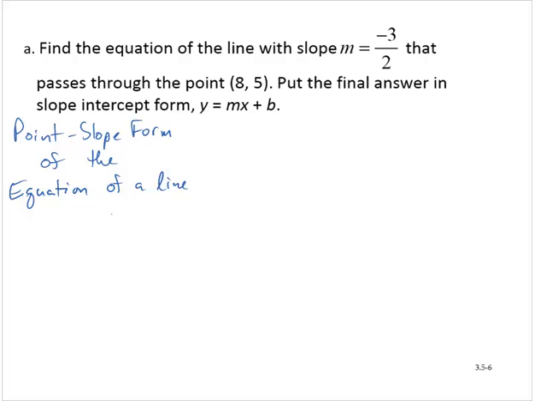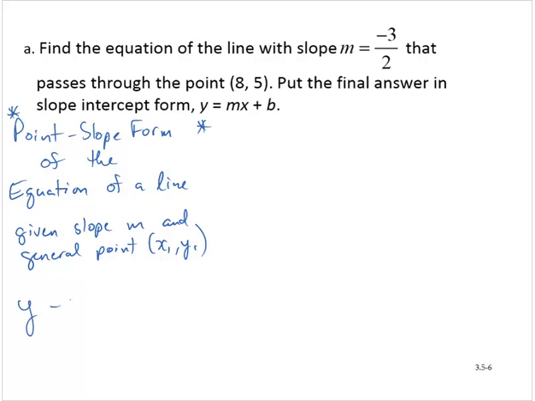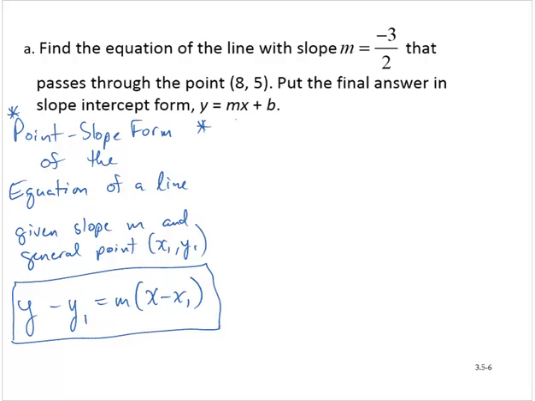So to use that, if we are given slope m and a general point, usually denoted (x1, y1), we can write y minus y1 is equal to m times (x minus x1). And we call that the point-slope form. So I'm going to use the point-slope form in this example.